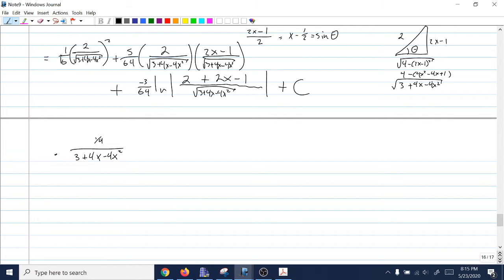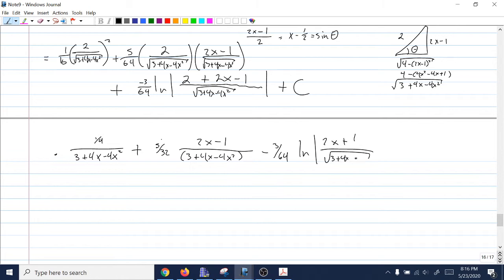Square that, you get 4 over 16, which is a fourth. Over square root, the square root's gone. 5 over 64. Let's go ahead and put the 2 in, so that's 5 over 32 times 2x minus 1 over, again, 2 square roots makes it just 3 plus 4x minus 4x squared, minus 3 over 64 natural log absolute value. That's 2x plus 1, right? Plus a constant.